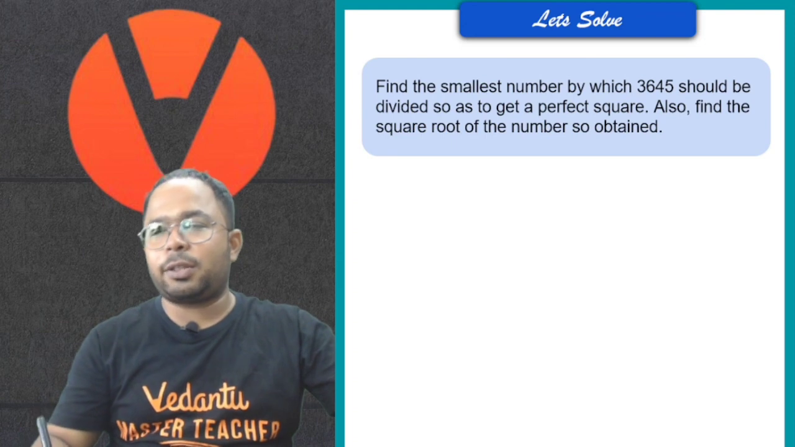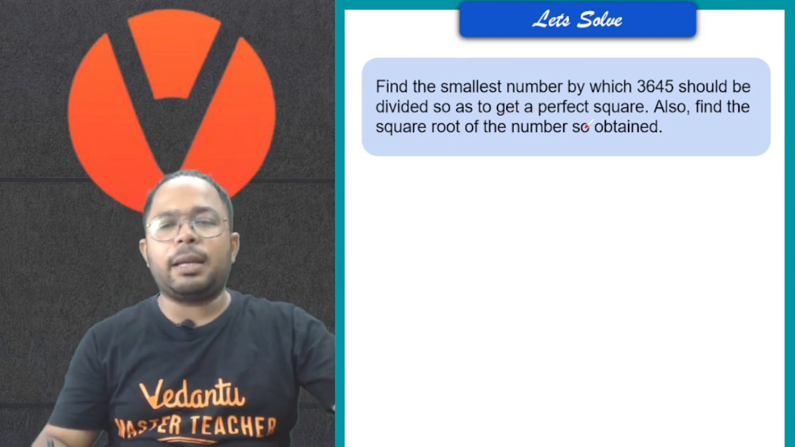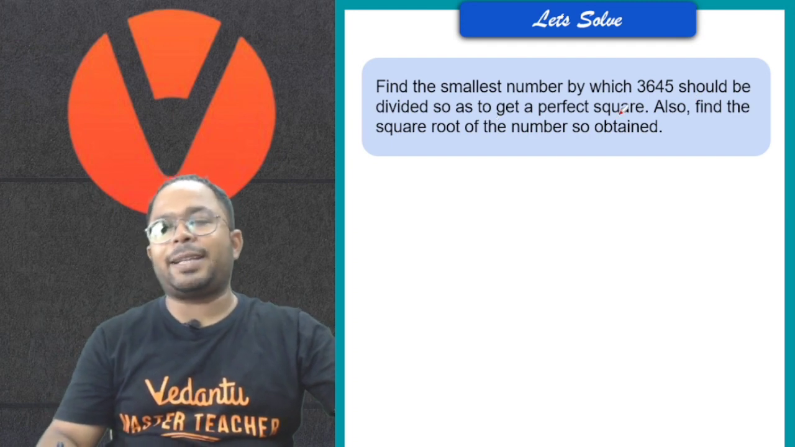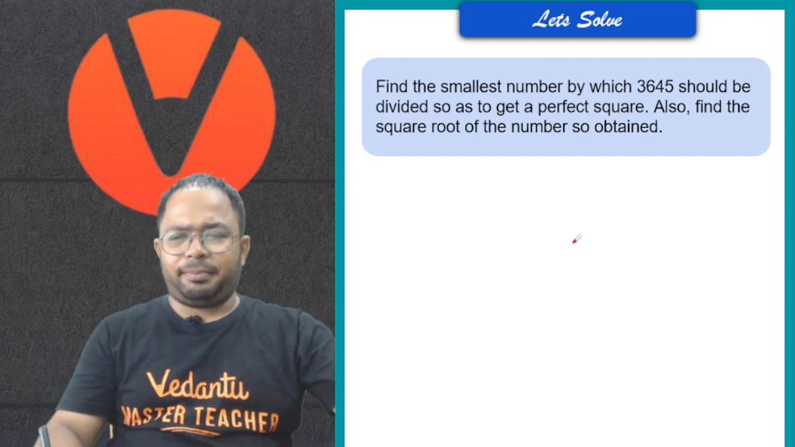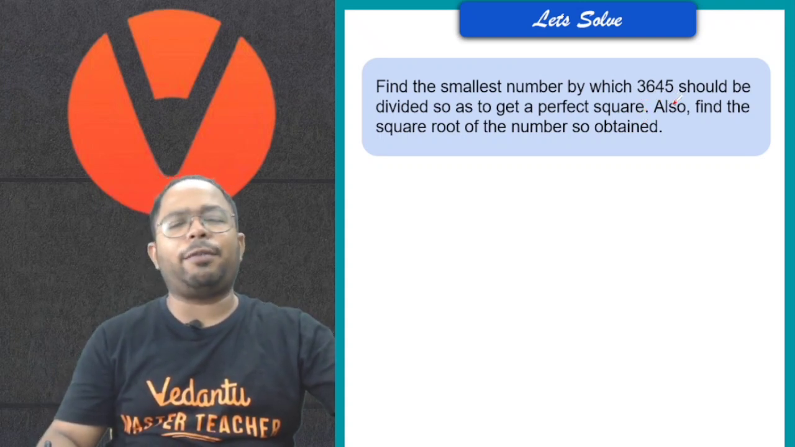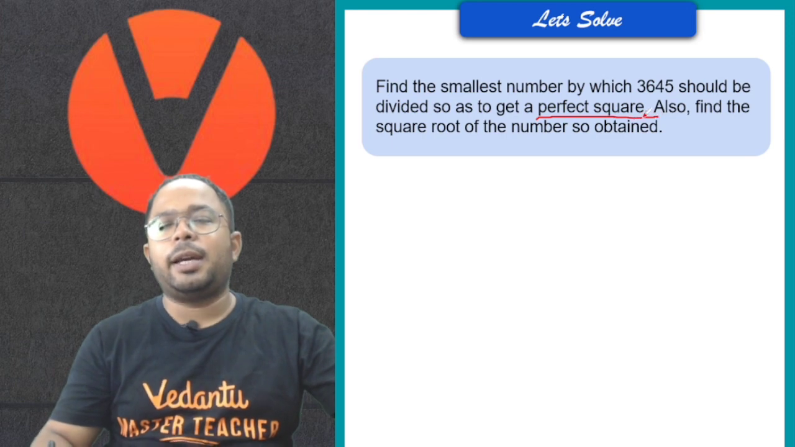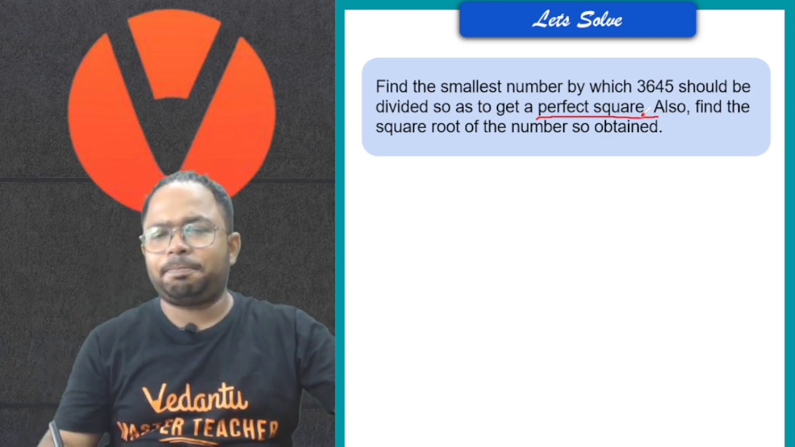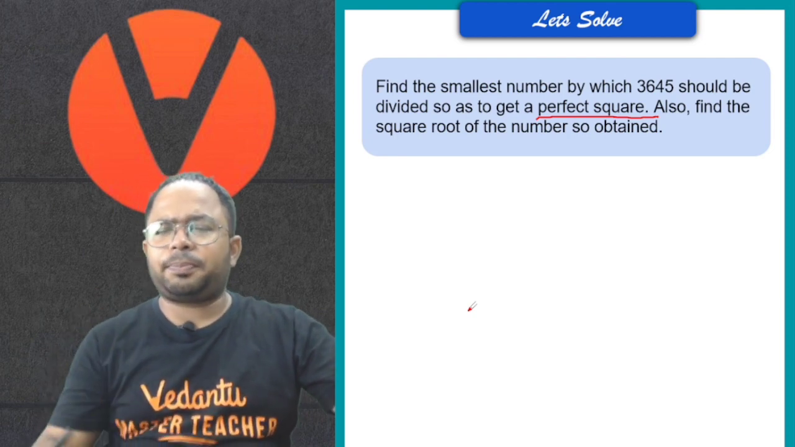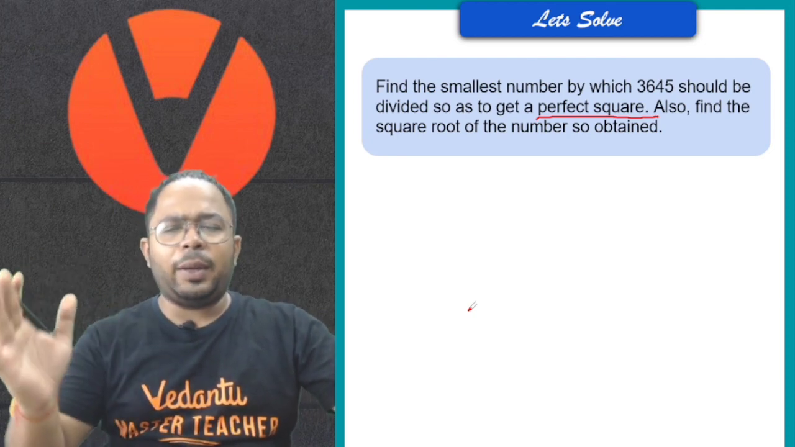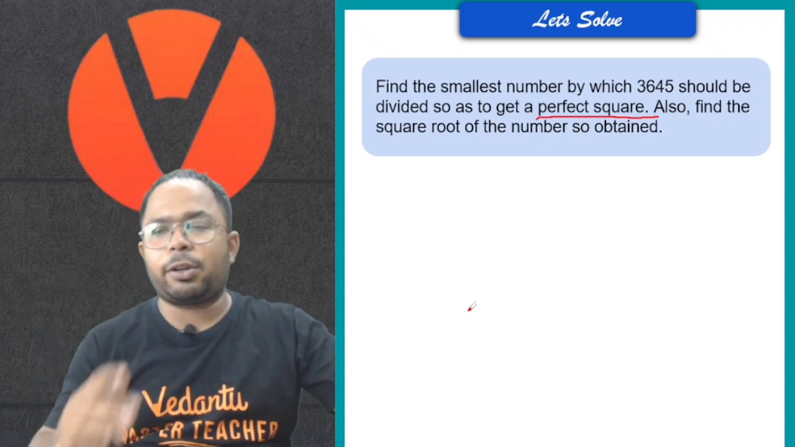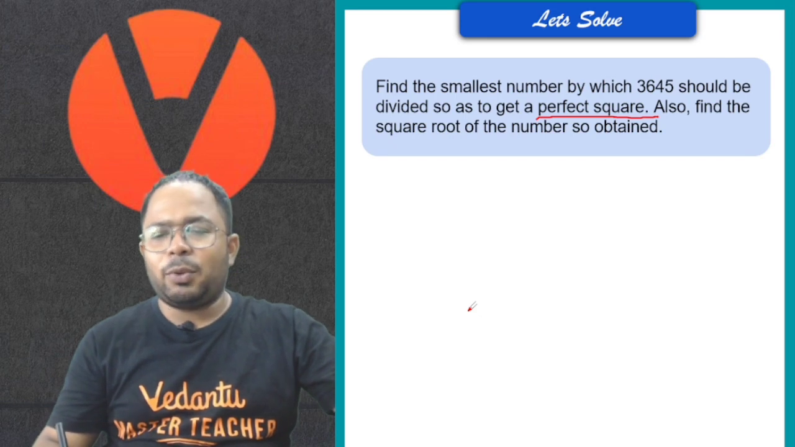Let's move on to the next question. Find the smallest number by which 3645 should be divided so as to get a perfect square. ऐसा कौन सा छोटा नंबर है जिससे डिवाइड कर दें 3645 को ताकि ये perfect square बन जाए. Right now it's not a perfect square, so we'll not think of doing the long division in such cases. It would be effective when we do its prime factorization. So let's do it, students.